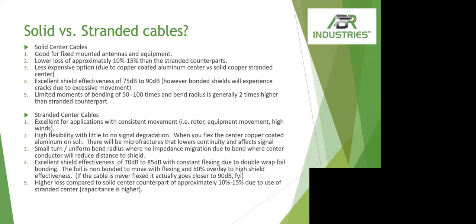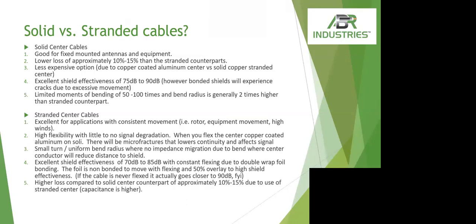One of the weaknesses of the product though is after a number of bending moments, usually 50 to 100 times, the center conductor can become weaker. It can break a little bit, as far as the copper coming off of the aluminum center, or sometimes the shielding can come up.